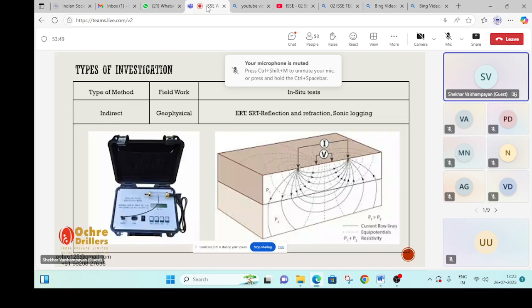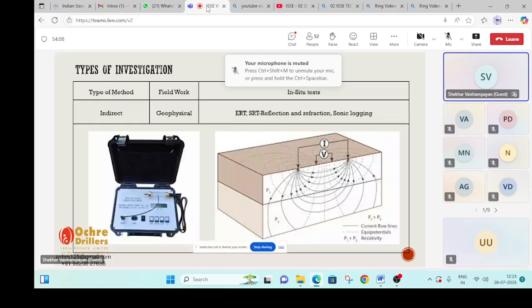One more thing. ERT is also used for water divining. You can actually determine the depth of the water table by using the ERT. And ERT is also used for deciding the grounding potential for all your electrical installations, like in a substation or let us say in your office.